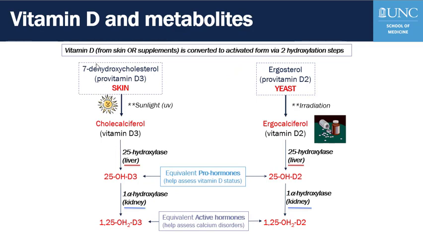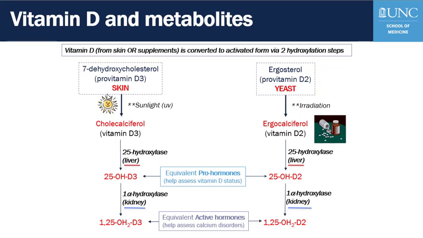Vitamin D primarily exists in the skin as a provitamin form, or it can be obtained from supplements in individuals who have insufficient exposure to sunlight. So in either case, the precursor form of vitamin D has to be converted to an activated form through two hydroxylation steps within the body. So on the left are the steps involved in conversion of provitamin D3 in the skin to active vitamin D3.